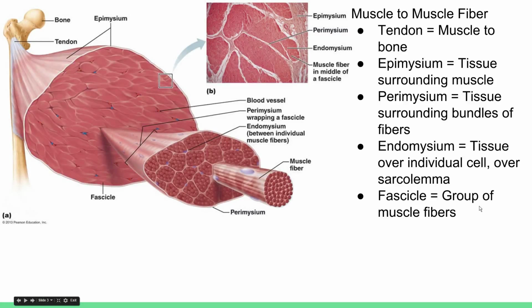And when you have groups, the fascicle here is a group of muscle fibers. So this is a myocyte. It's got a bunch of different muscle fibers here, but that's still one cell. When you have a group, then you have a fascicle, which is what I was circling earlier.